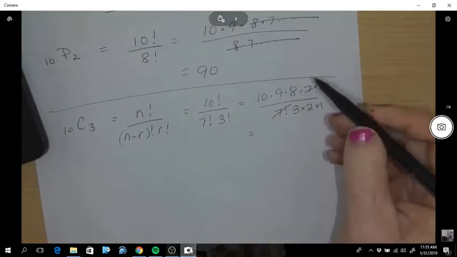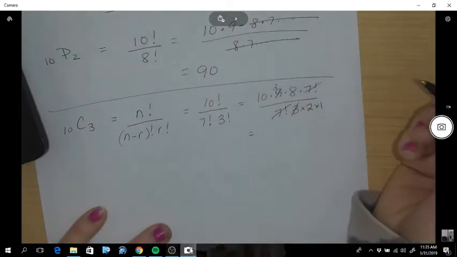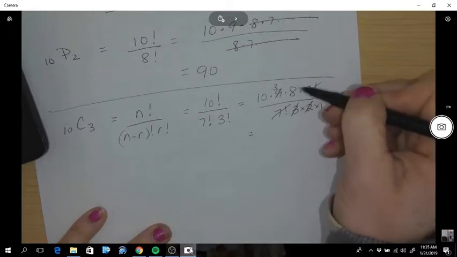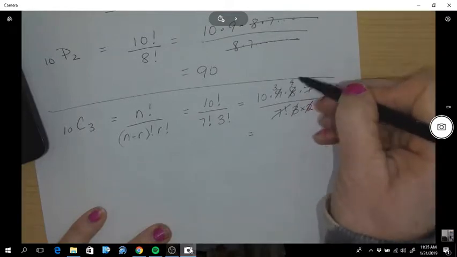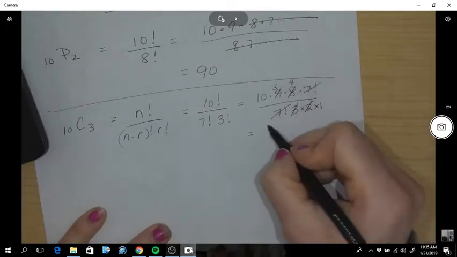And let me see here. I can reduce the 3, that 3, and I can reduce this 2 with an 8. So I get 120.